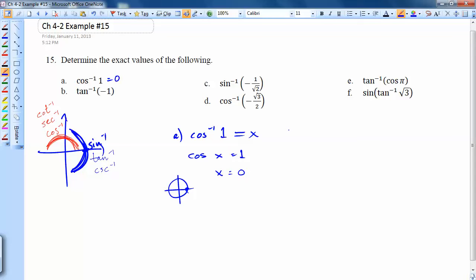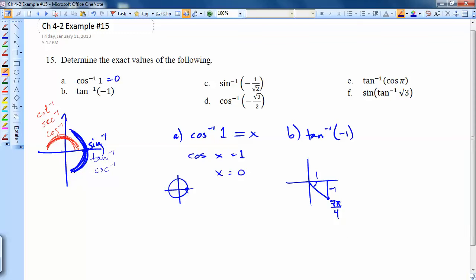Okay, for part B, tan inverse of -1. So tan inverse has got to be first or fourth quadrant. And since it's the slope of the radius, it's going to have to be down here in quadrant 4. So it's rise over run, or y over x, so -1 over 1. And that means this angle right here is going to be 45 degrees, which is the same thing as saying that I'm at 7 pi over 4 radians right there.